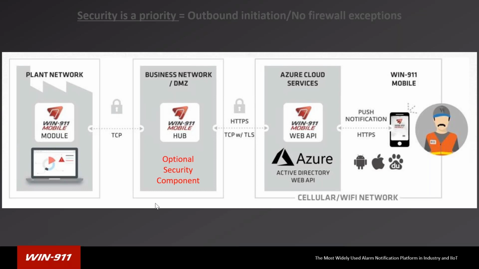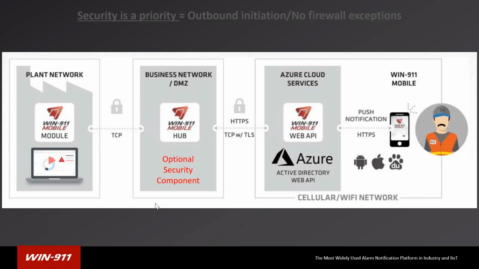On the left-hand side, you have the plant network, where you have the module of Win911, and that's inside of your plant network, which generally is not directly connected to the internet, right? What we have done is an optional security component, which is what we call a Win911 Mobile Hub, and that sits in the business network, or what we call the DMZ. So you can have that hub, and it allows you to jump into the plant network without having any connections directly to the internet inside of your plant network. So you use the intranet.